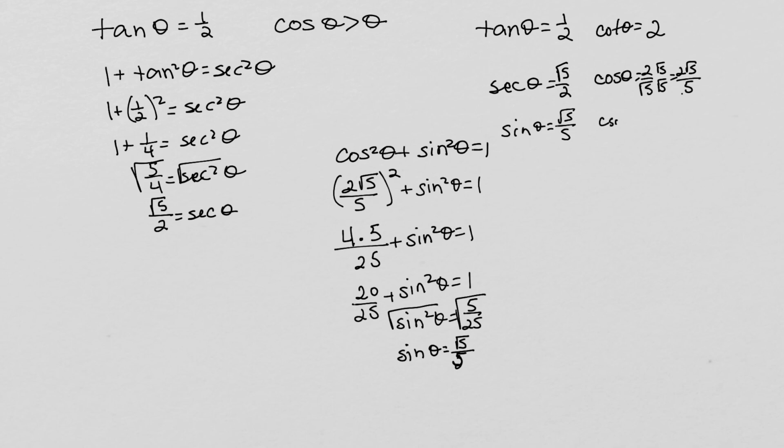And our cosecant of theta is the reciprocal of that, so 5 over root 5. And when we rationalize that, we get 5 root 5 over 5, but the 5's cancel, so our cosecant simplifies to just the square root of 5.